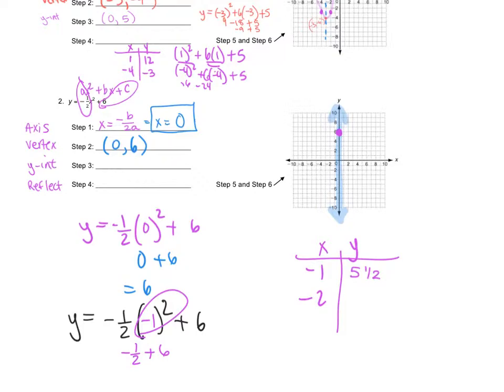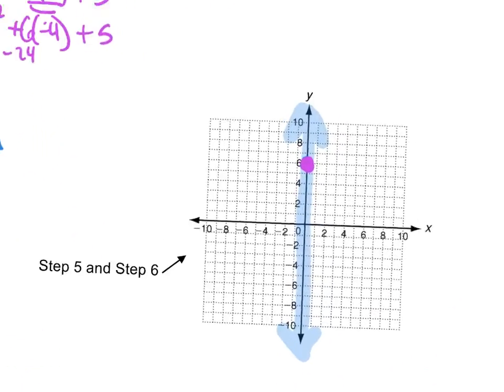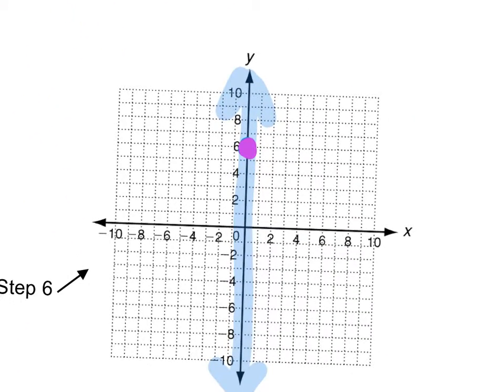The way that you would zoom this in would be like this. When x is -1, y is 5.5. Well, if this is 4 and this is 5, 5.5 is somewhere between. So (-1, 5.5). That means I can reflect that point to this side: (1, 5.5). So my vertex is kind of big right there because I zoomed in.